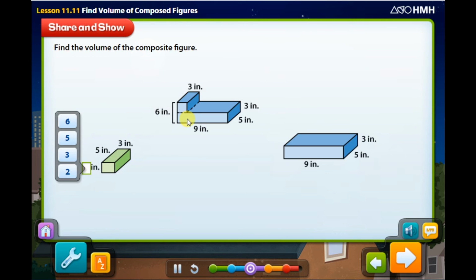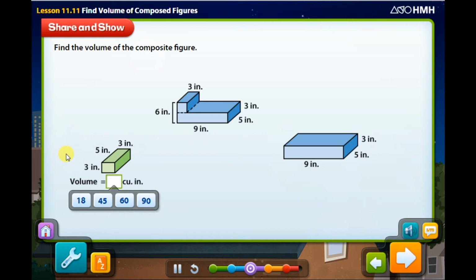What's the height of the first rectangular prism? The height here is the whole 6 minus the small height, which is 3. So it will be 6 minus 3, the whole minus the small part down. So the other height up is also 3. That's right. The height of the rectangular prism is 3 inches.